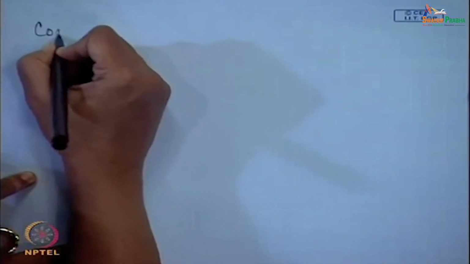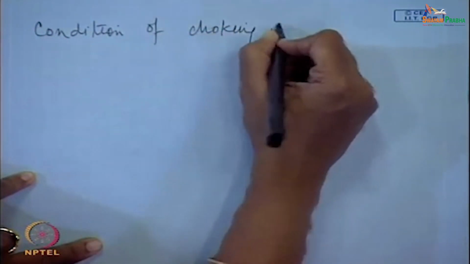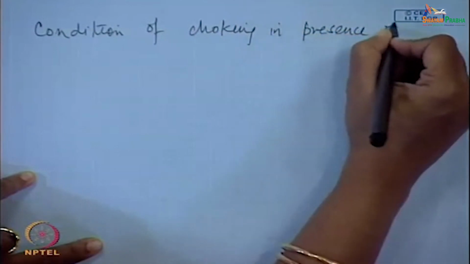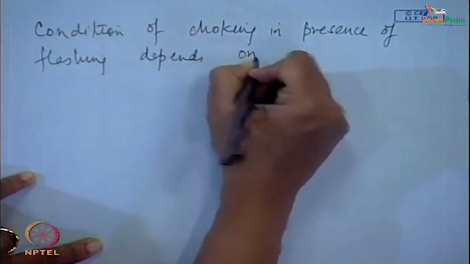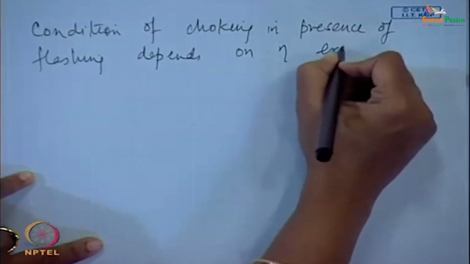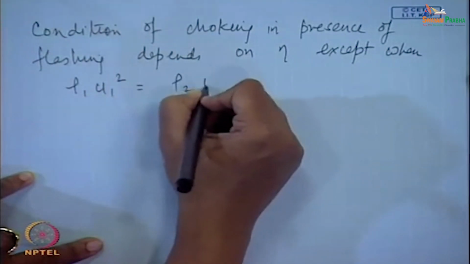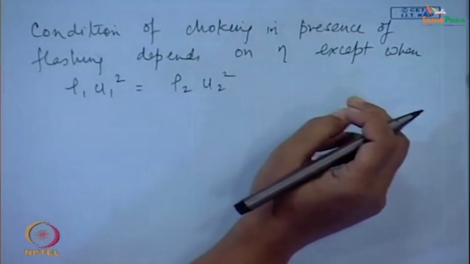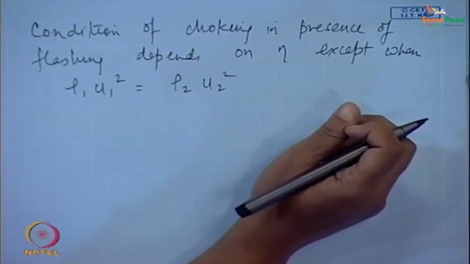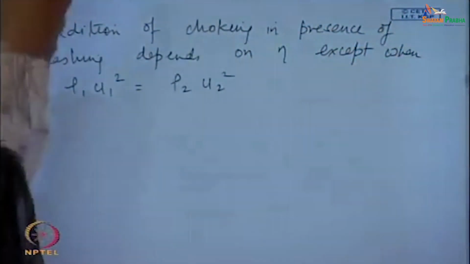So, therefore, just remember this thing: condition of choking in presence of flashing depends on eta, except when rho 1 u1 square equals rho 2 u2 square. Except for this condition, it depends on eta, correct.